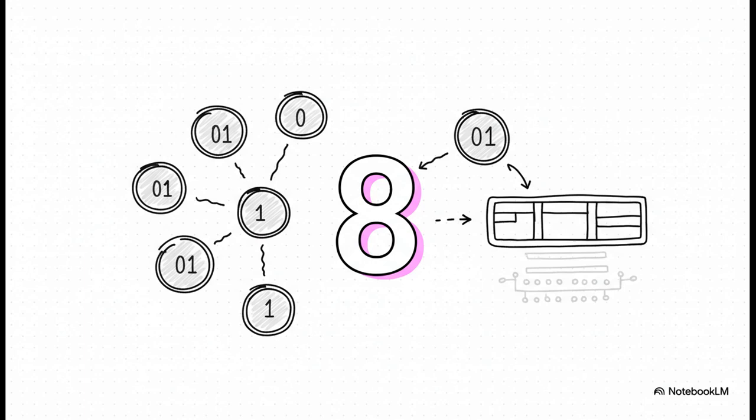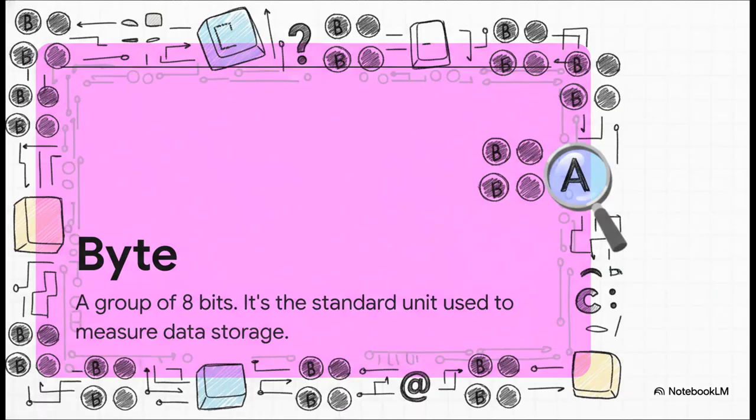But here's the thing. A single bit by itself can't hold much information, can it? So to represent more complex stuff, we have to group them together. And the standard grouping, the one we use everywhere, is a set of 8 of these bits, which all come together to make one byte. You've heard that word before, right? A byte is our standard unit for pretty much all data.